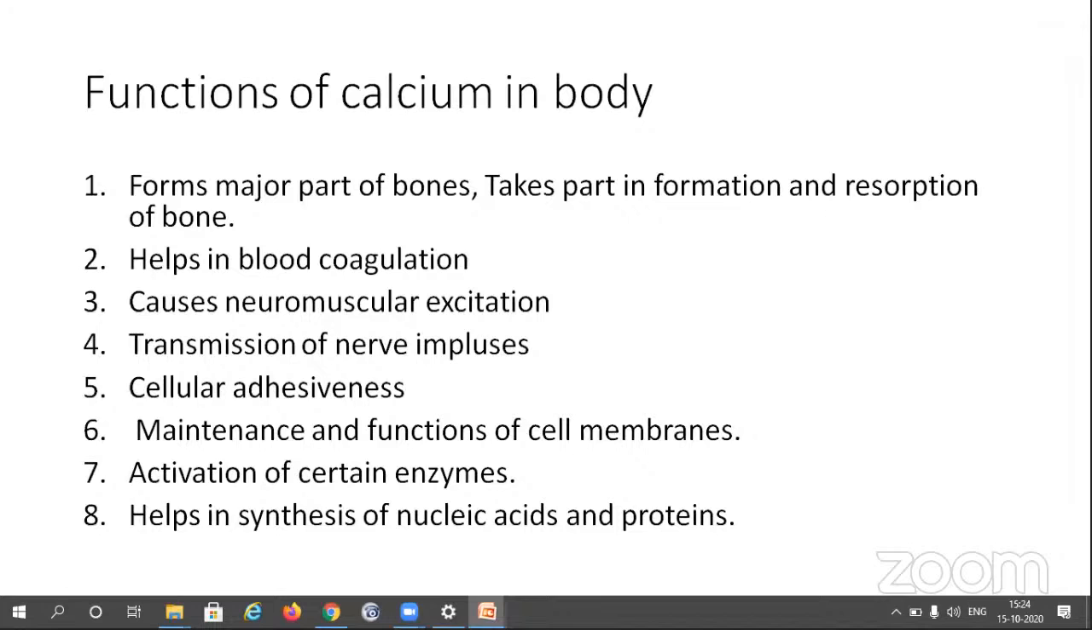Functions of calcium. Calcium forms the major part of the bones, and it takes part in the formation and resorption of the bones. It helps in blood coagulation, causes neuromuscular excitation, transmission of nerve impulses, cellular adhesion, maintenance and functions of the cell membrane. It takes part in activation of certain enzymes as well. It helps in synthesis of nucleic acids and proteins.